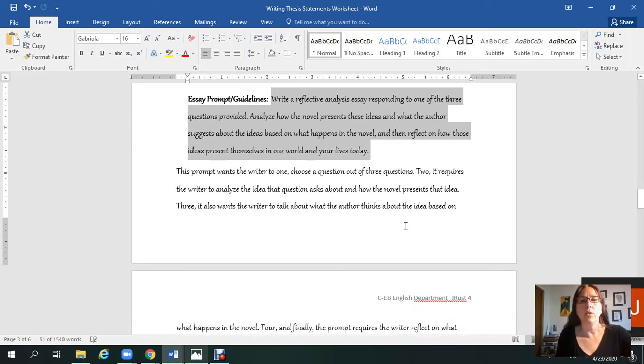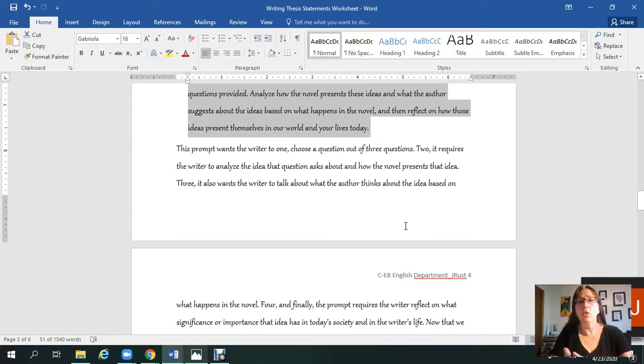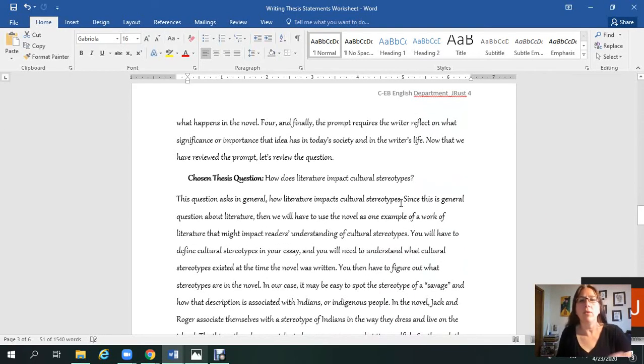So this prompt wants the writer to, one, choose a question out of the three. We did that. Two, it requires the writer to analyze the idea that question asks about and how the novel presents that idea. And then three, it also wants the writer to talk about what the author thinks about the idea based on what happens in the novel. And then four, and finally, the prompt requires the writer to reflect on what significance or importance that idea has in today's society and in the writer's life. That would be you.